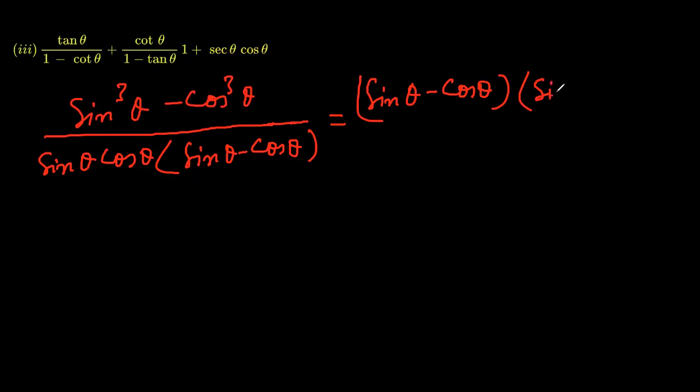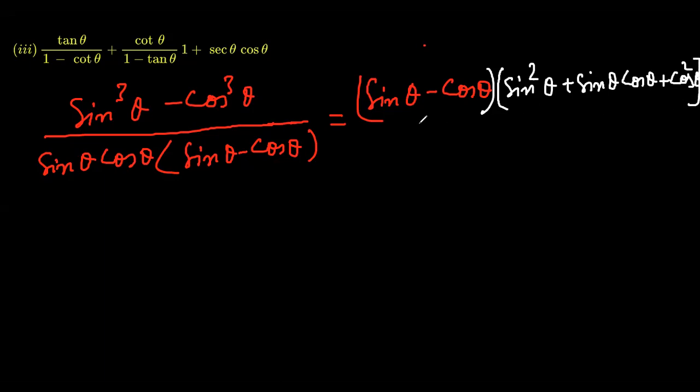That means a is sine theta, so square of a is sine square theta, plus ab means sine theta cos theta, and plus b square. Let's write it a little carefully so that all these terms come here. Sine theta minus cos theta, and then put a bracket right here, then a square, which is sine square theta, plus ab, that is sine theta cos theta, and plus b square, b is cos theta, so cos square theta, and close the bracket.